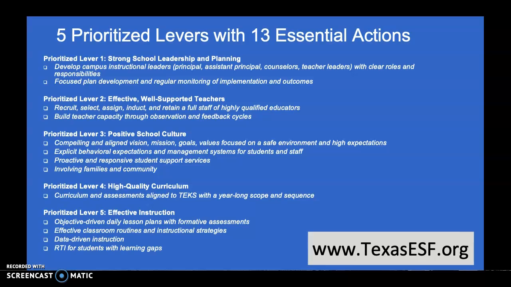Currently, TPES is being revamped to align and complement the Effective Schools Framework. For more information on the Effective Schools Framework, you can visit www.texasesf.org.